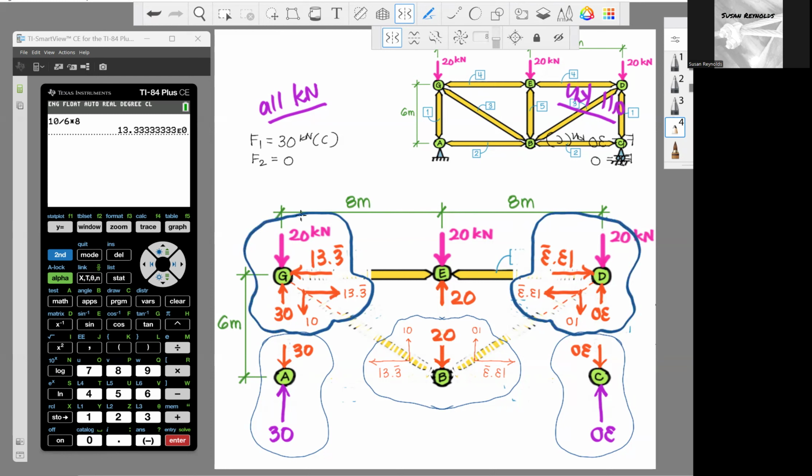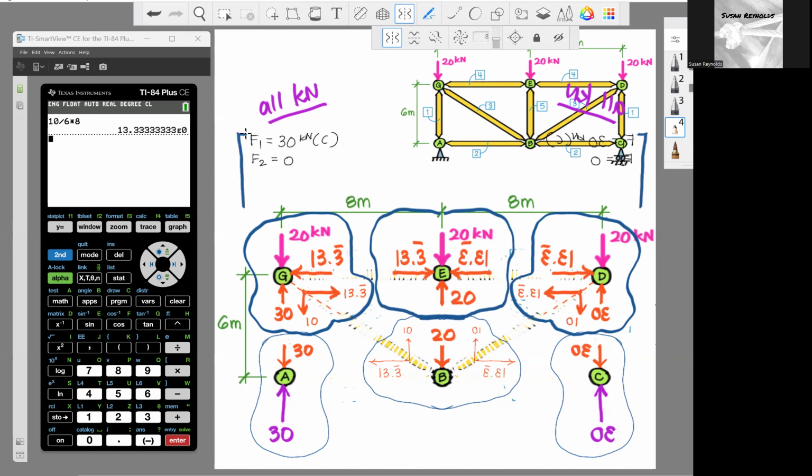And lastly, I go to node E and do a little Newton's third law. So let's remove member 4 and take this push of 13.3 and have it also push on E, 13.3 bar. And that one is clearly in equilibrium because of the symmetry.